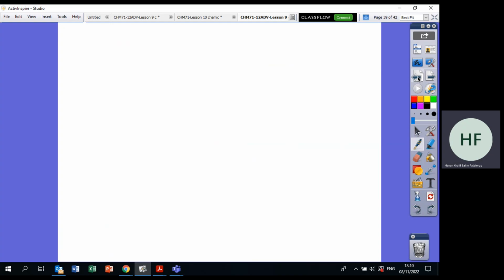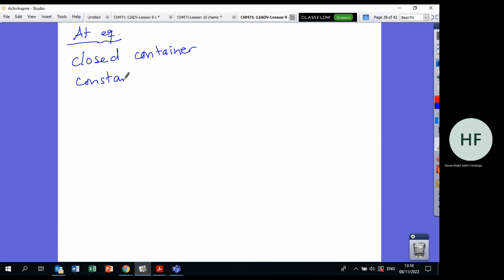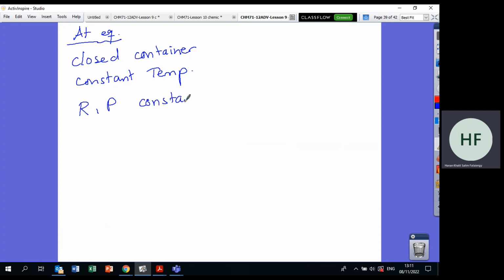Okay, now this is the end of your lesson. A few points to remember. What happens at equilibrium? At equilibrium, we should have a closed container. We should have constant temperature. We should have reactants and products constant. And we should have the rate forward equal to the rate backward.